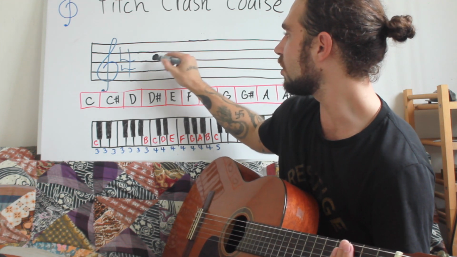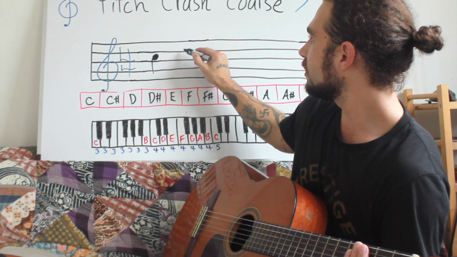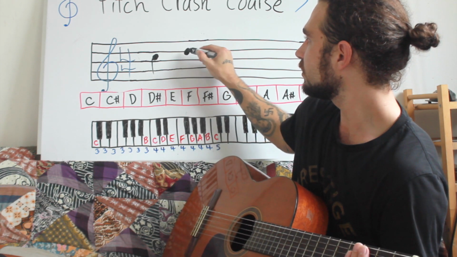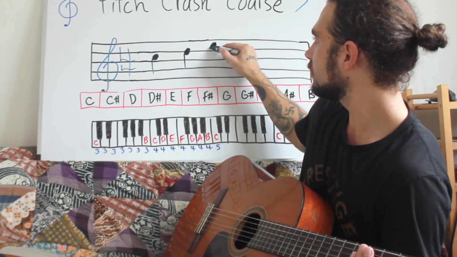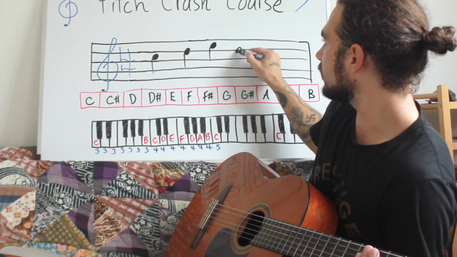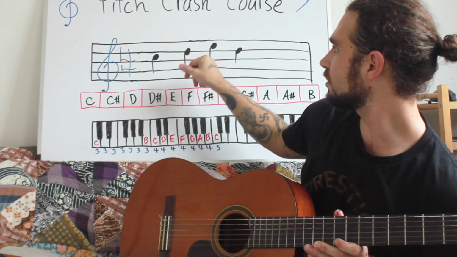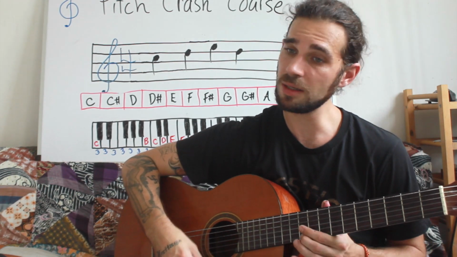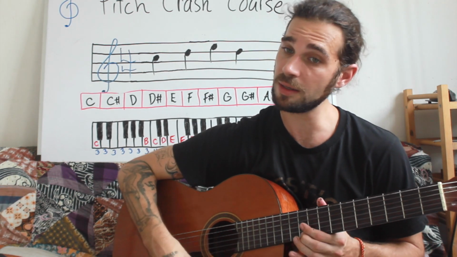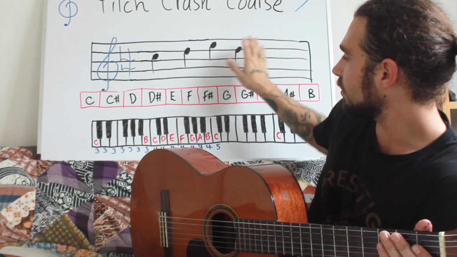If we wanted to write that, here's our C. And to make it a quarter note, we know we need to add a tail here. Then our D. Then our E. And then back to our D. And that would complete this measure. 1, 2, 3, 4. So we've just represented right here what I just played.